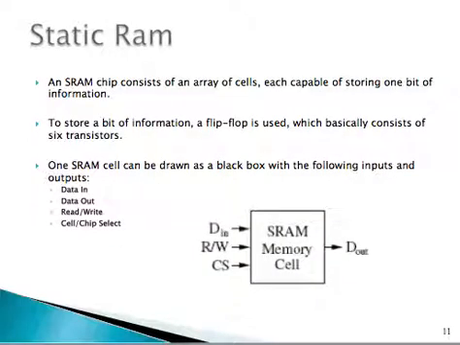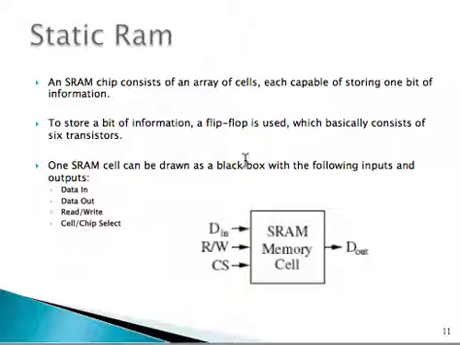Look at this one in here. For example, we have a static RAM. Now the static RAM consists of an array of cells, each capable of storing 1 bit of information. If you've done a flip-flop, this is very similar to that one. So with a flip-flop, you can program it to remember what the information is.